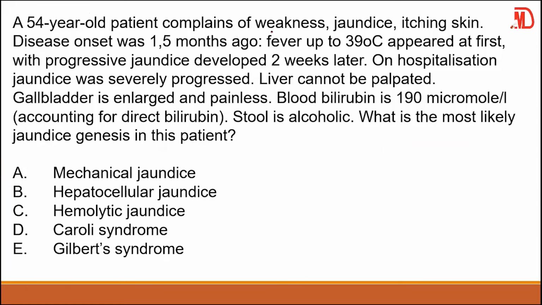A 54-year-old patient complains of weakness, jaundice, itching of the skin. Disease onset was 1.5 months ago. Fever is 39, appeared first, with the progressive jaundice developing 2 weeks later. On hospitalization, jaundice was severely progressed. Liver cannot be palpated. Guys, look, the gallbladder is enlarged and painless.